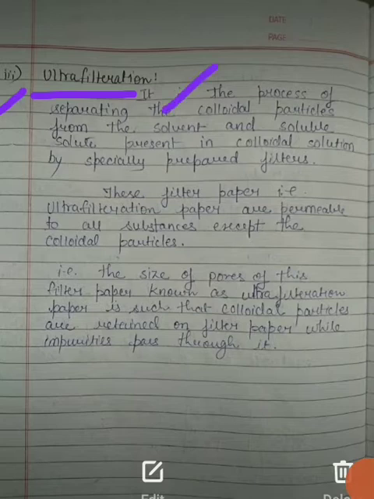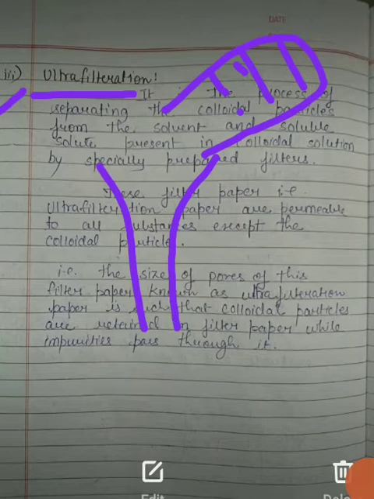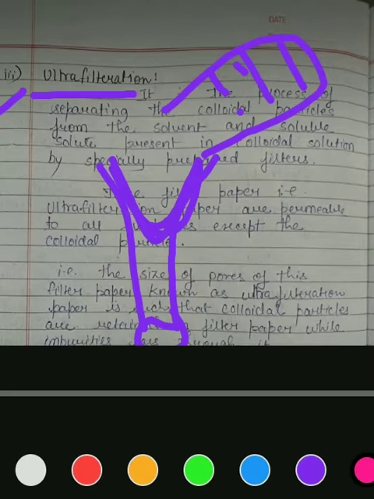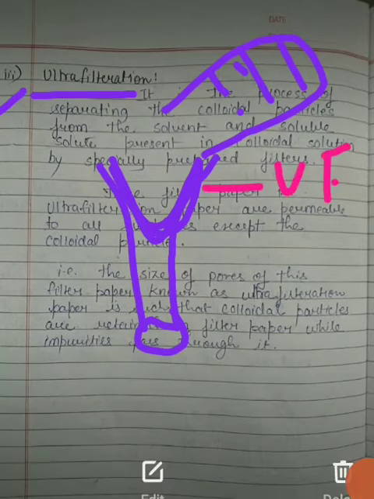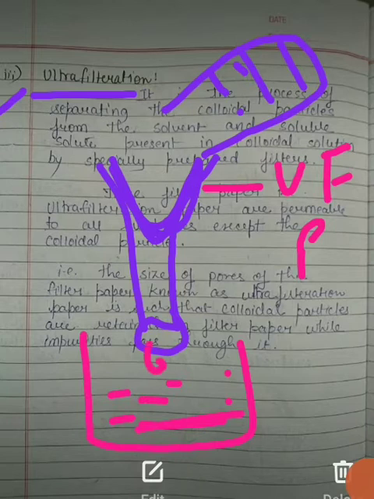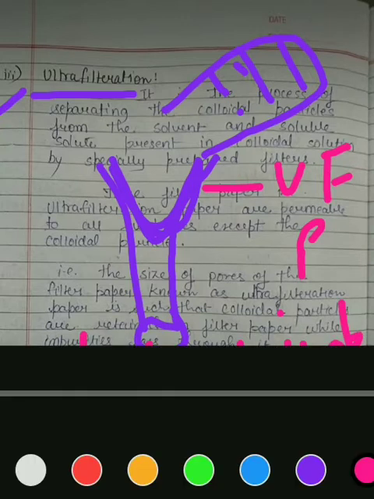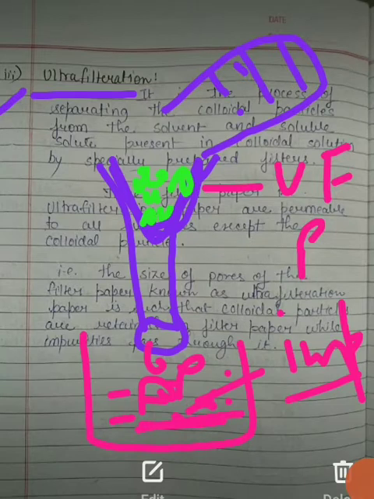Suppose in a test tube there is a colloidal solution, and we are keeping an ultrafiltration paper. This is an ultrafiltration tube, this is the ultrafiltration paper. Then we take a beaker, and all the particles, that is the impurities, come into it. But the colloidal particles will stay here. This is ultrafiltration.